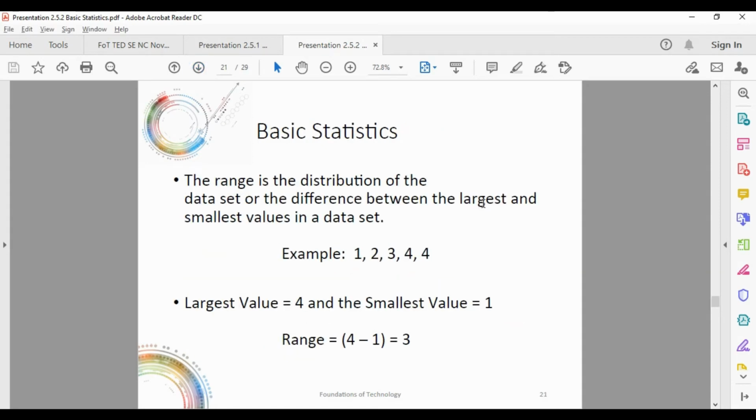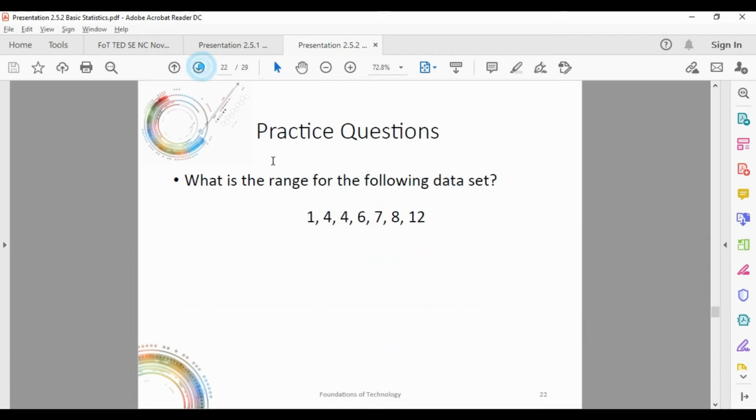Okay, the range is just the difference between the largest and the smallest. So in this data set, there's 5 elements, but I don't even need to know, not for range, how many elements are in this set. I look at the maximum value, which is 4, the minimum value, which is 1, and then I subtract. 4 minus 1 is going to be 3. So what's the range of this following data set? Maximum is 12, minimum is 1, and so you're going to get 12 minus 1, which is going to be 11.